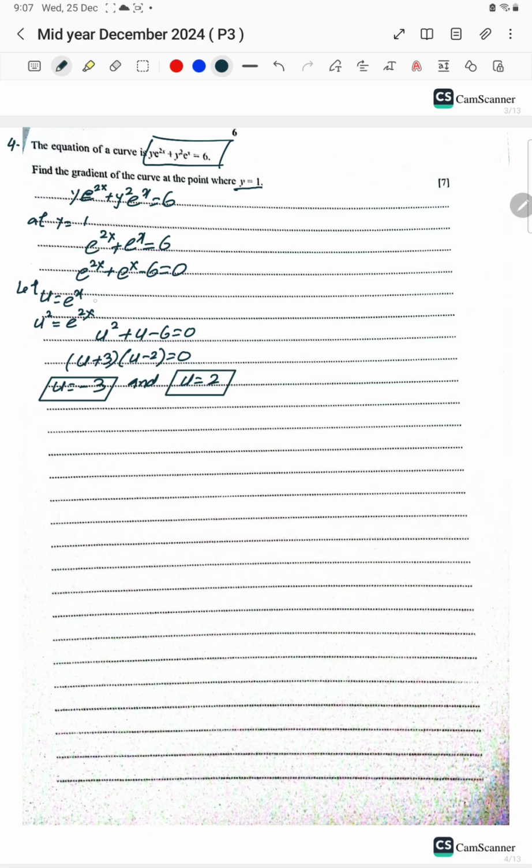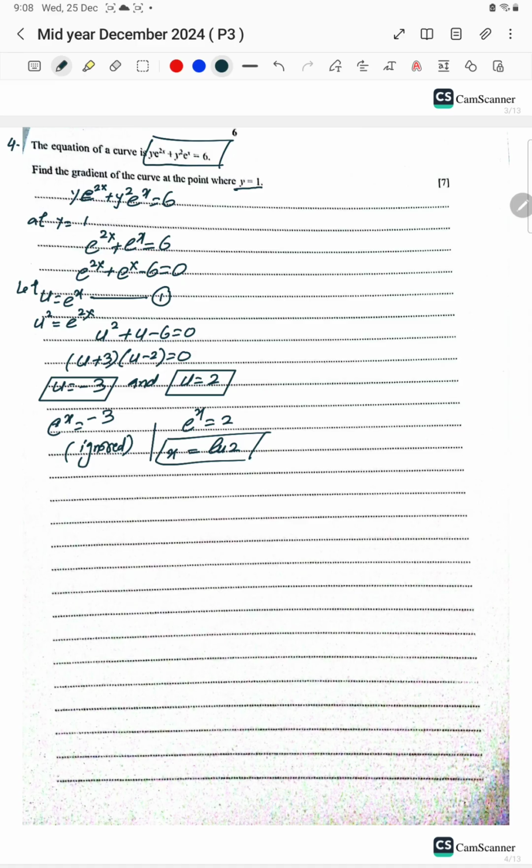So replacing the value of u here, we will get e raised to power x equal to minus 3, which is not possible because the log of a negative value is not possible, so we ignore it. Taking e raised to power x equal to 2, and taking log, x equals log of 2. So when y is 1, x will be log of 2.